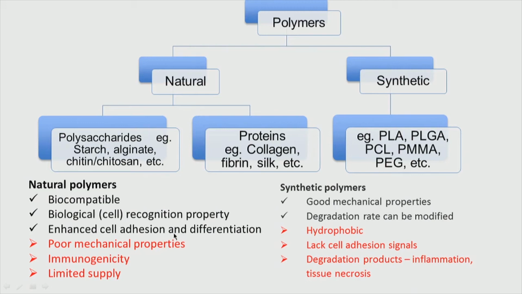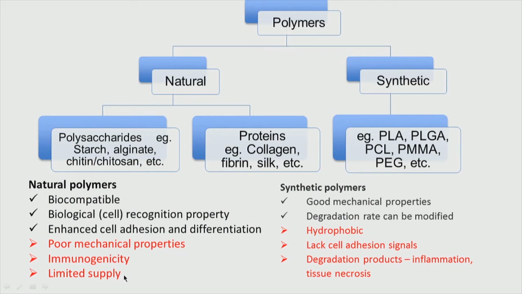You have good cell adhesion and differentiation, but they have poor mechanical properties. Of course, they have immunogenic properties because some of them could be bacterial or even animal derived, which could cause certain immune response. Okay. So, for example, bovine serum albumin, or even your chitosan, or collagen, because they are animal derived, there is always worry that there could be some contamination coming from the animal, especially the collagen. Okay.